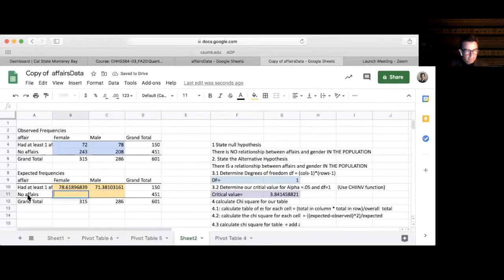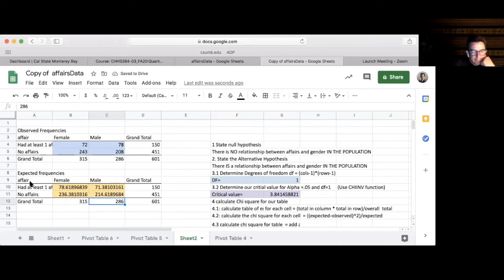For female respondents with no affairs, equal to, the total in the column is 315. Same thing, times the total in the row, which is 451, divided by the overall total, which is 601. It's that one. And for this one, same thing, the total in the column, 286, times the total in the row, 451, divided by the overall total, 601.